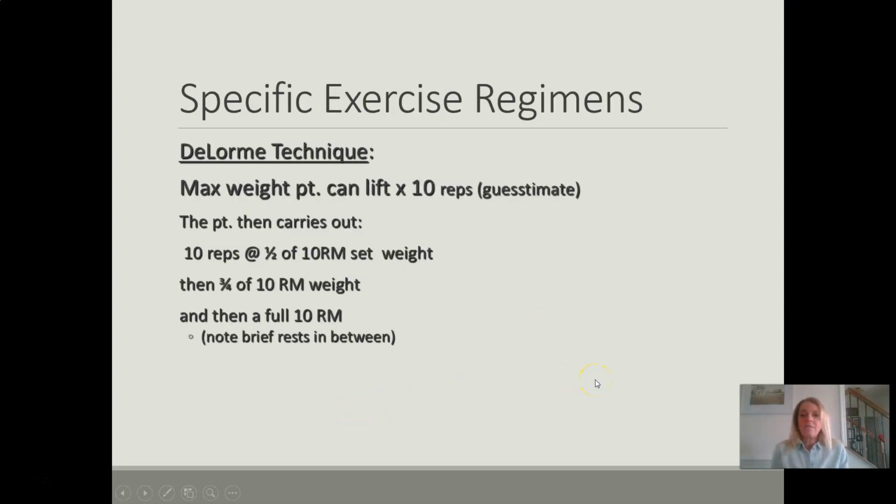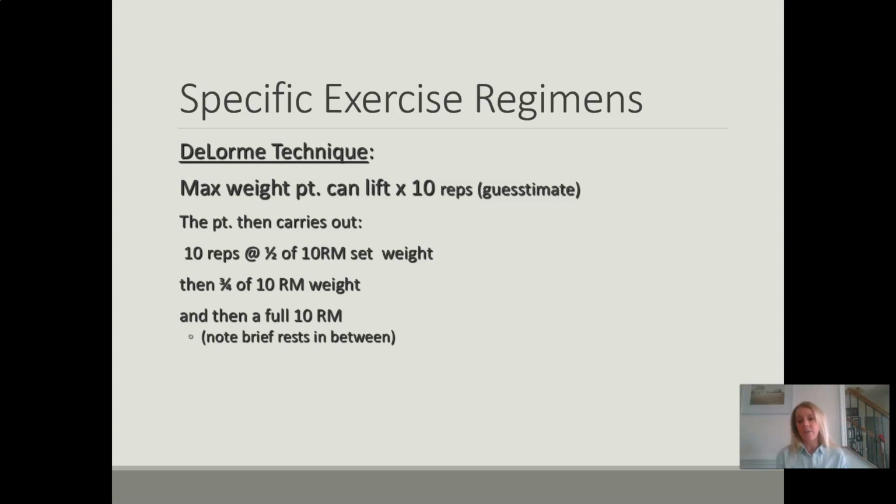There are a couple of specific exercise regimens or routines that we can talk about. One is the DeLorme method, and this again is used specifically for resistance training. So what this starts with is you're going to have your patient, they're going to end up doing 3 sets of 10 with a single exercise. So the first set, you're going to start at half of the 10 RM set weight. So you figure out what the 10 repetition maximum is. What's the maximum weight that a person can go through 10 repetitions of this exercise.